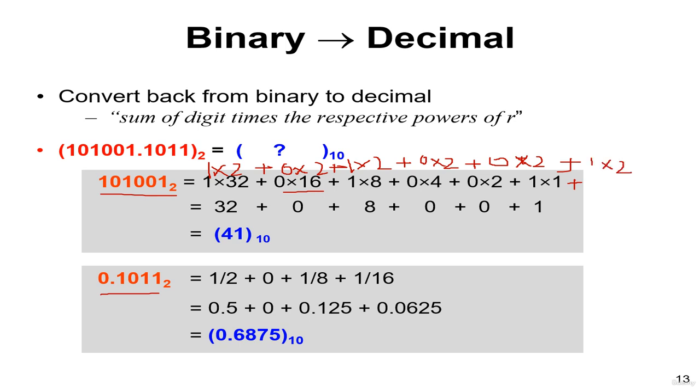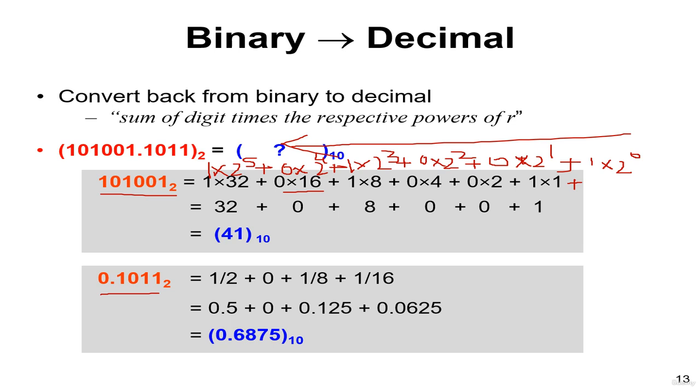So what you can do now is start powers of 2 from here: 0, 1, 2, 3, 4 and 5, right? So you would start with the power 0 from here, and you would keep on increasing as you move from right to left, right? So this is 2 raised to power 5, which is 32, right?